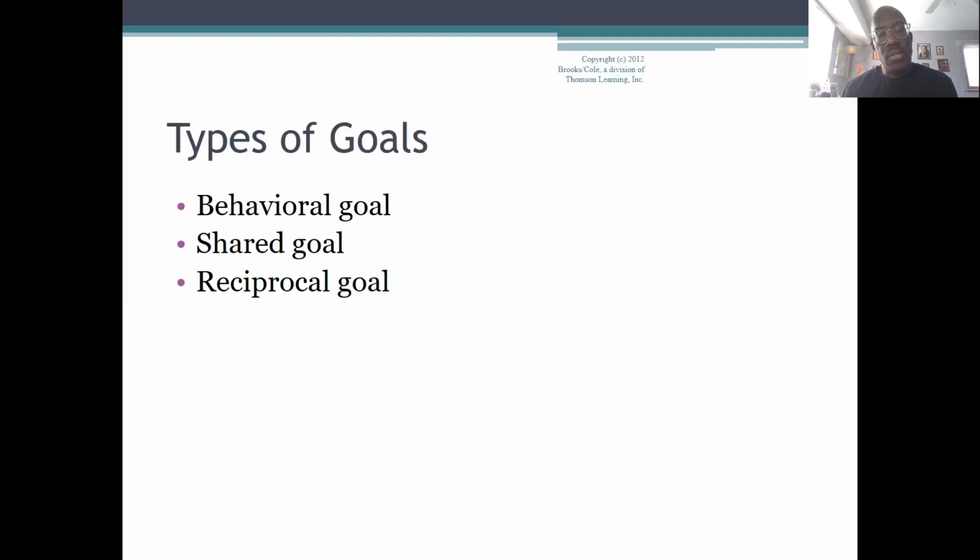So we've got a couple of different types. You've got behavioral goals. And so a behavioral goal would be changing a behavior. So if I've got a 7-year-old who is acting out in school, and we want to curtail that behavior, then we'll look at putting in some goals or some tasks in place that actually are directed at changing that particular behavior that we're seeing in class to something that's much more positive.